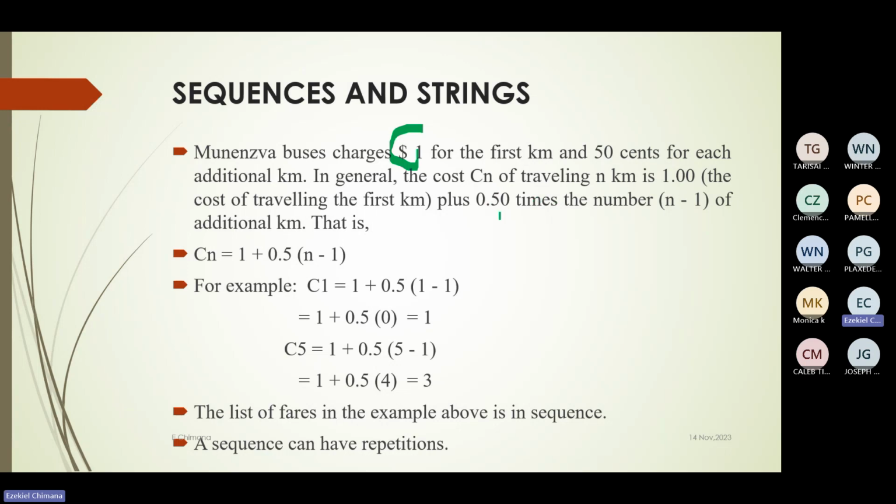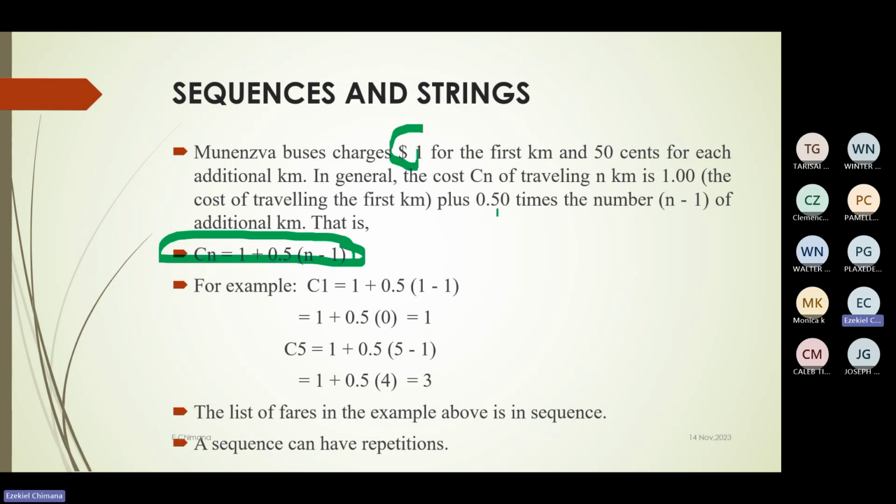That is, you end up having this formula which generates the cost of n kilometers. Maybe if you are traveling 20 kilometers, you know that for the first kilometer it's $1, and then for the 19 kilometers you say 0.5, which is the 50 cents, times 19, and then you add the $1, you get the total. So here we are putting n minus 1 so that we subtract the first kilometer from n.